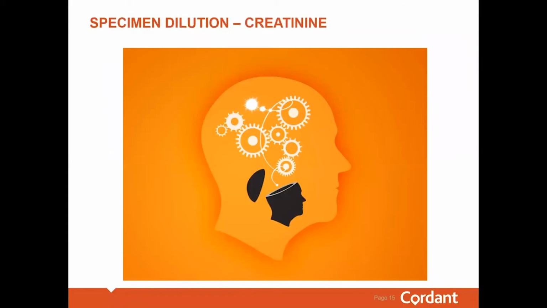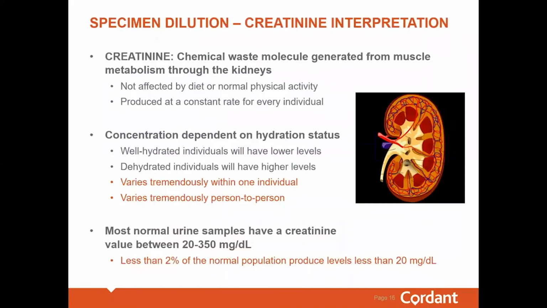So let's move on to the most complex but the most important test in combating sample tampering, and that is creatinine. Creatinine is a chemical waste molecule generated from muscle metabolism through the kidneys. It is not affected by diet or normal physical activity and is produced at a constant rate for every individual. The concentration of creatinine is highly dependent on the individual's hydration status. So well-hydrated individuals will have lower levels, while dehydrated individuals will have higher levels of creatinine.